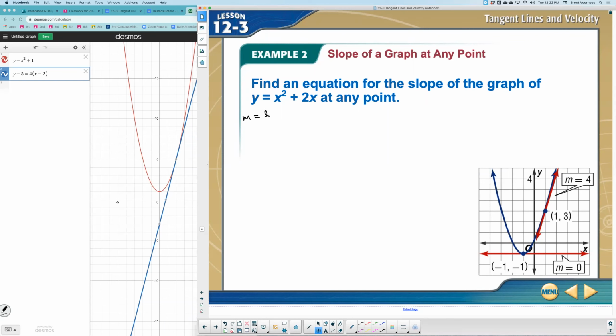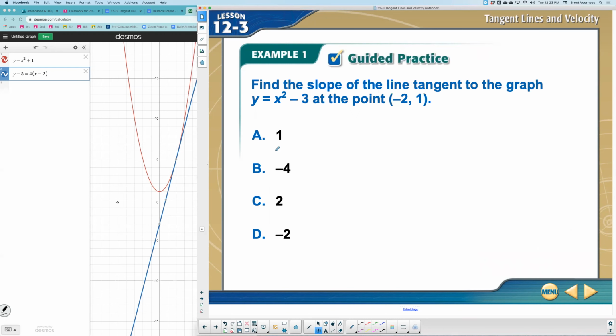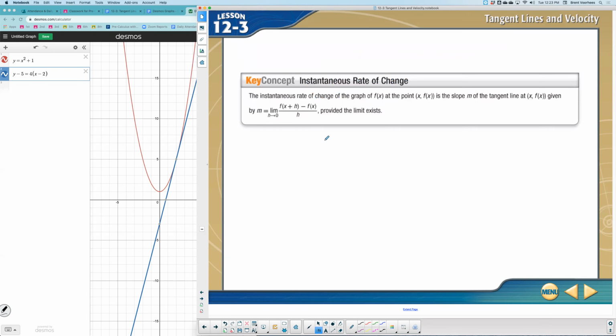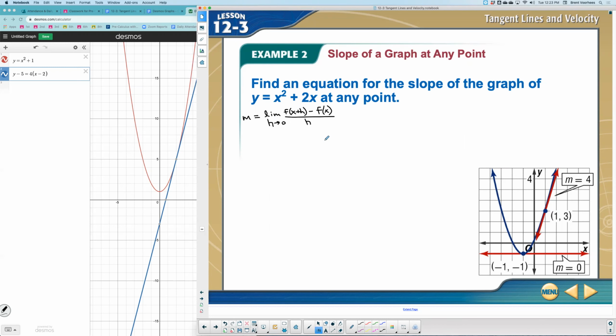that the slope will equal the limit as h approaches 0 of f of x plus h, excuse me, that's a plus h right there, minus f of x, divided by h. You can see now that my formula is the same one I used in example 1, and it's the same formula given here as the instantaneous rate of change. So what am I going to do this time if I don't have a point to plug into?